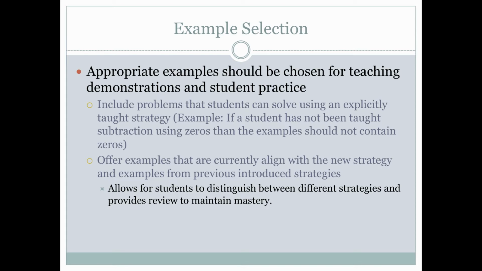I always take the exact same examples from previously introduced strategies and the same numbers. Again, we're not trying to get them to solve it. We want them to solve the problem, but we'll get the answer. We're trying to get them to understand this new strategy. So by using the same numbers, it allows them to distinguish between different strategies, and helps for that child to master the content much easier.